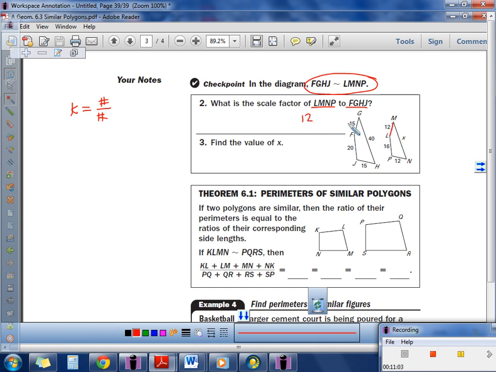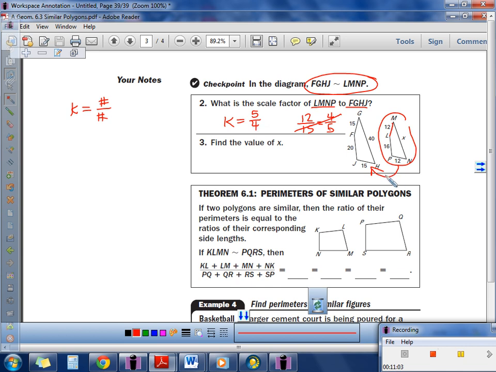12 matches with 15. But here's the problem. This simplifies. 12 over 15 simplifies to 4/5. Now here's the other trick. We're supposed to go from this shape, which is the small, to this shape, which is the big. Can you go small to big by multiplying by 4/5? Okay, so I'm marking that out, and I'm going to flip it. It is 5/4. That's our scale factor.